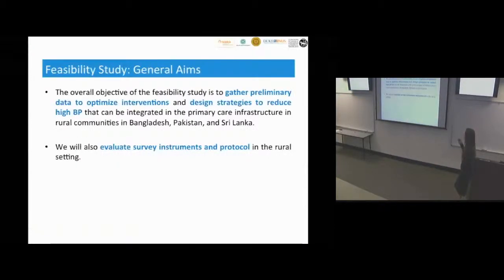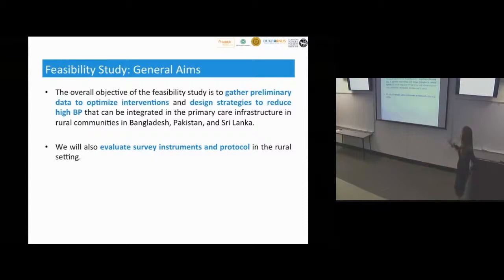And so that leads us to a feasibility study. The overall objective of the feasibility study is to gather preliminary data to optimize our intervention. So we know we have something to work with. We know that if we train GPs, and if we provide the home health education because of our model program, and combine that, we have something, right? But how do we integrate that? And how do we modify that for the rural setting and extend it into 3 different countries, right? And then assess its effectiveness in the public health infrastructure.